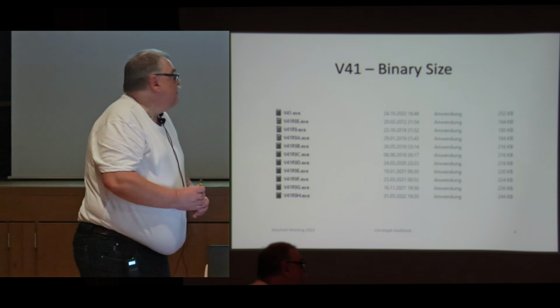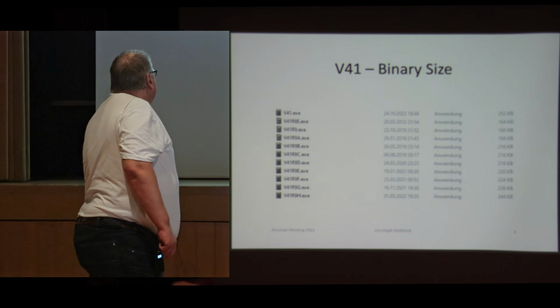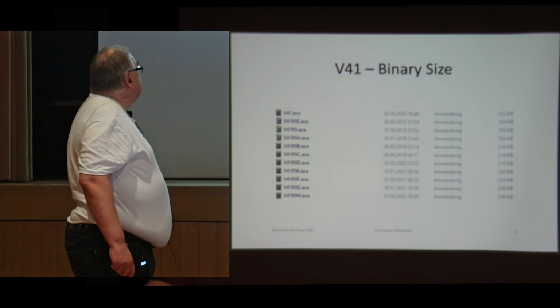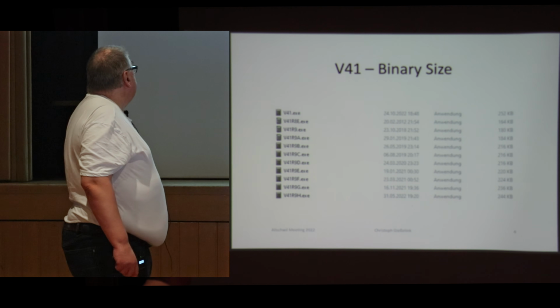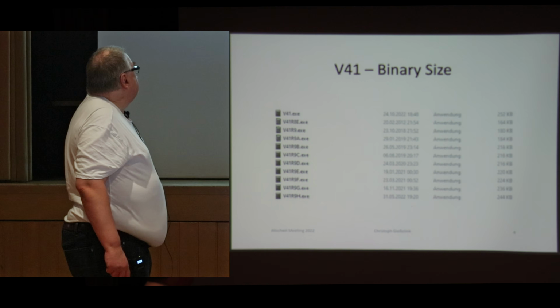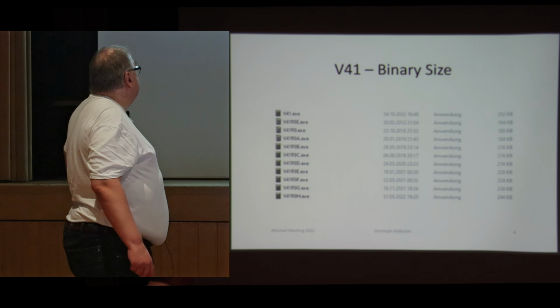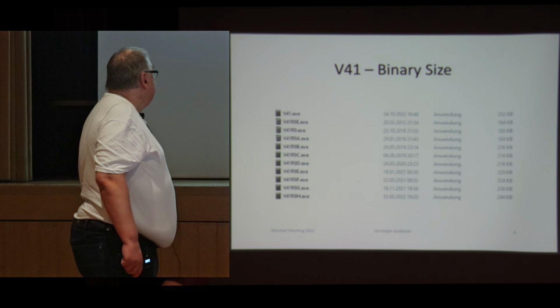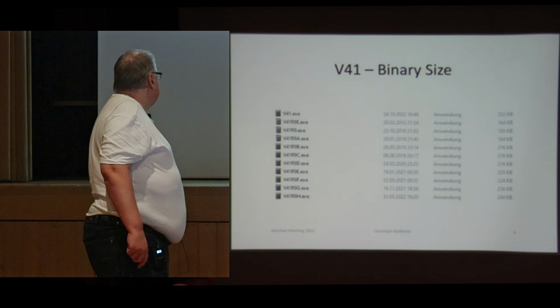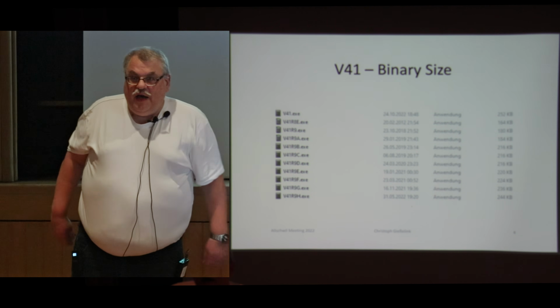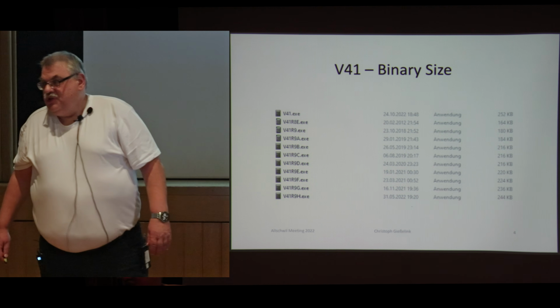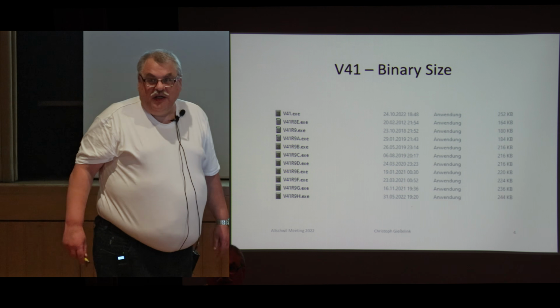So this is the binary size over the years. The actual one at top is my actual beta, which has 252 kilobytes. The original version from Warren has 164. My first version was 180 kilobytes. The actual public version is 244 kilobytes.